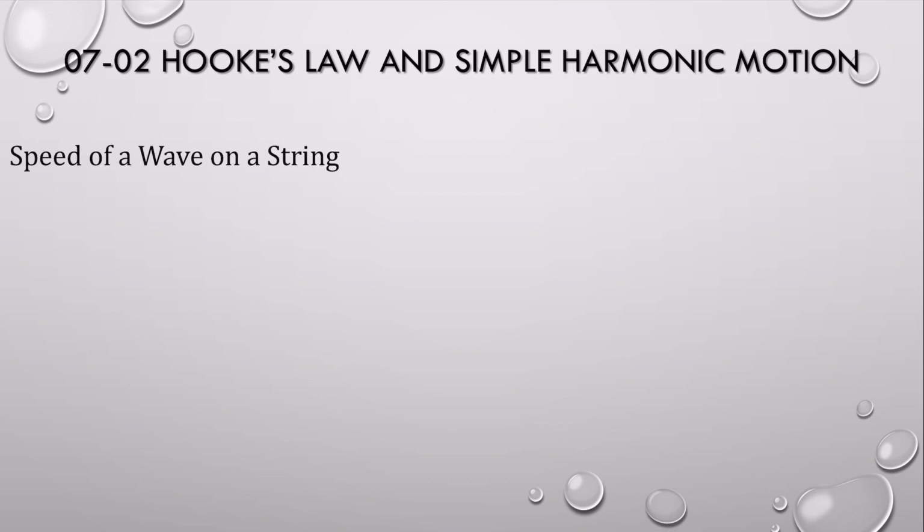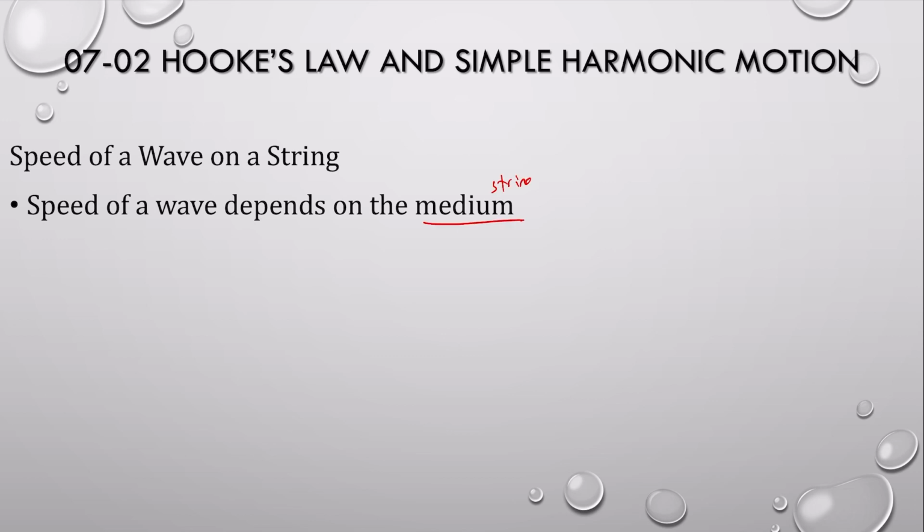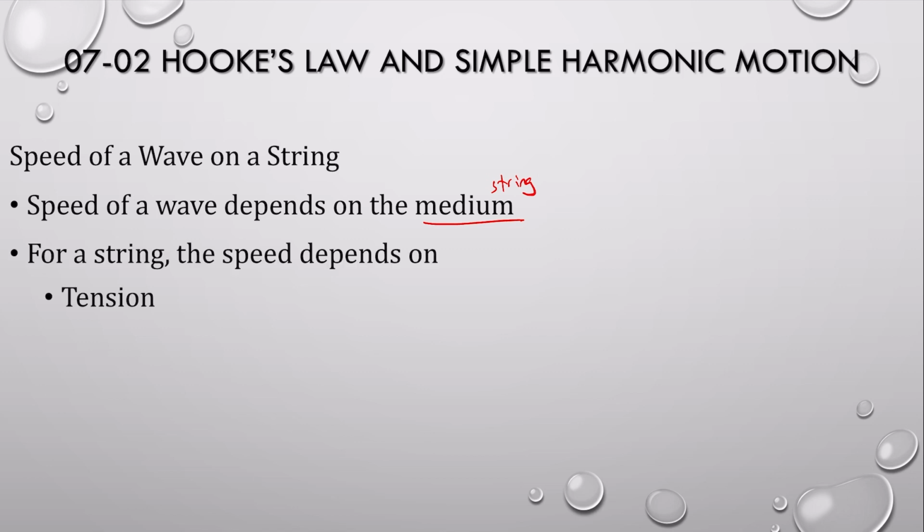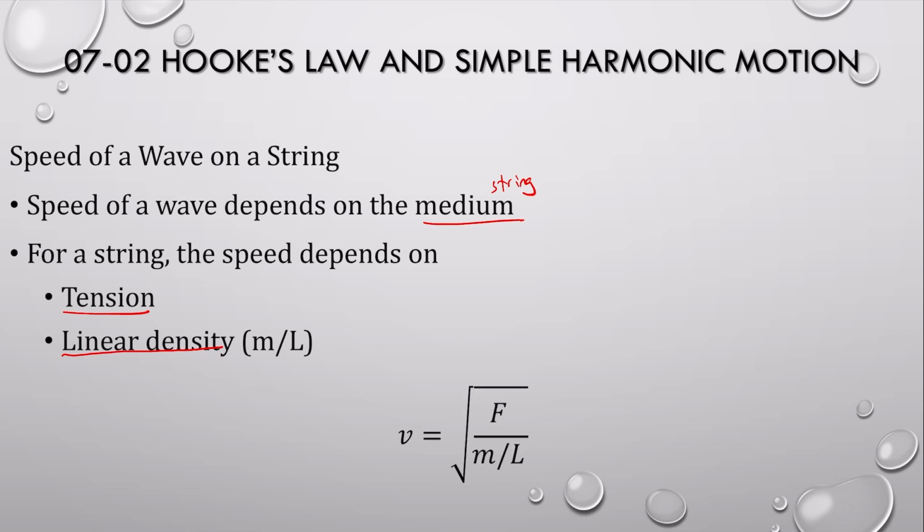So to find the speed of a wave on a string, it depends on the medium, so in this case, on the string: what type of string it is, how big it is, and the tension of the string, and the linear density, that is how much mass it has per length, so in other words, how heavy the string is. And so the speed of a wave on a string is the square root of the tension per the linear density.